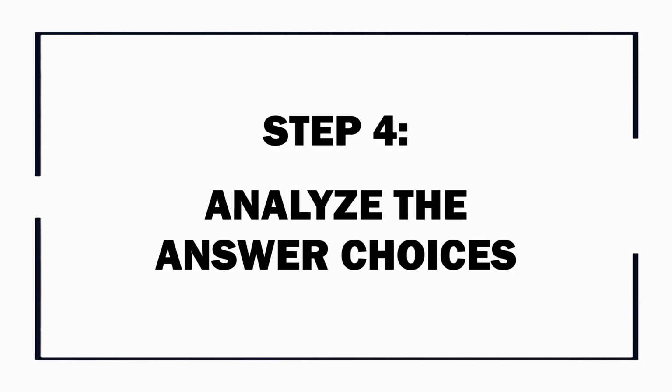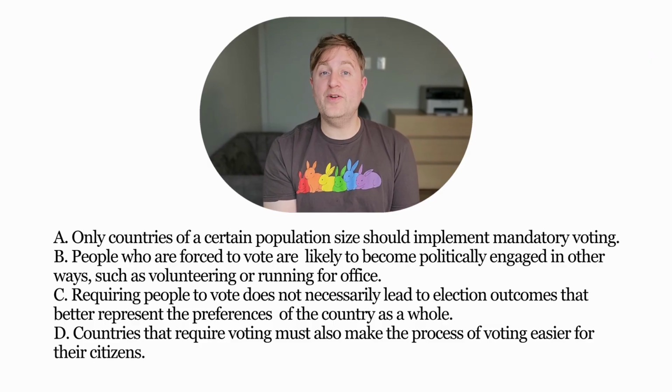Analyze the answer choices. What I mean is to read the answer choices carefully, looking for something that matches your own rough answer. If you can find it, it's probably right. But if nothing jumps out to you, try eliminating answers that are obviously wrong. Remember that our prediction was that they would disagree with the conclusion because, according to their research, requiring citizens to vote can lead to worse outcomes. So let's check the answer choices and see if we can find something like that, starting with A.